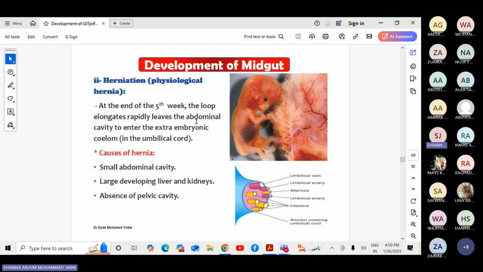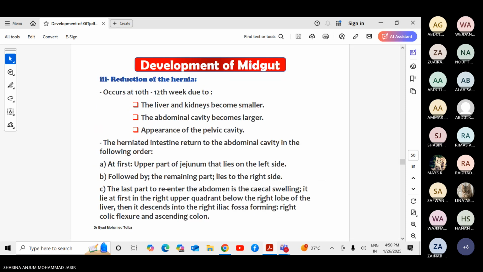Normally, when the midgut increases in its length, there is no space because there is no pelvic cavity and the abdomen is very small. So this developing tube will come out, and you can see here these are the intestinal loops which are coming out through the umbilical cord. So what will happen between 10 to 12 weeks? At 5 weeks the hernia has happened.